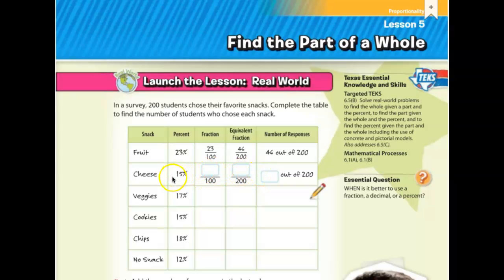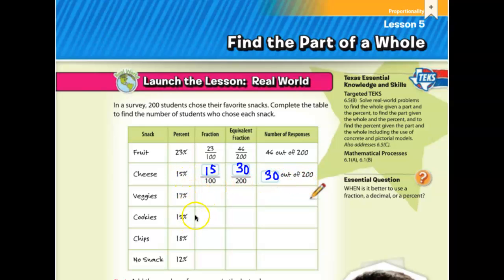So let's go ahead and do the same thing with 15. So what number should be in the numerator? Answer that for me, please. That's correct. We should have 15 as the numerator because 15% is 15 compared to 100. So if we were to find the equivalent fraction, we are still multiplying by 2. 100 times 2 is 200. So what is 15 times 2? Very good. That number is 30. And so that means that 30 children out of 200 like cheese.